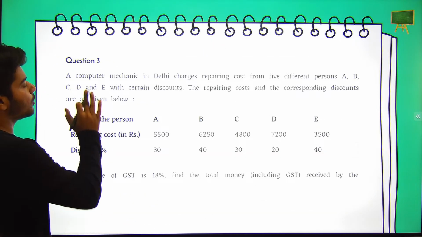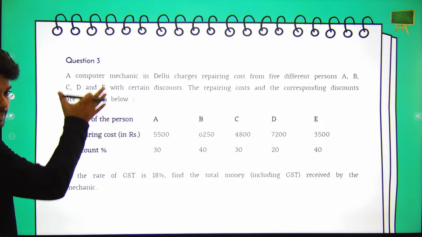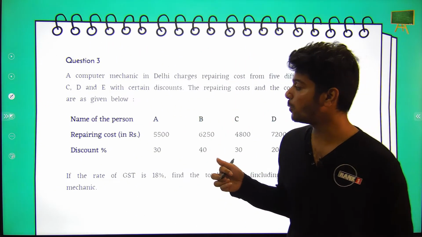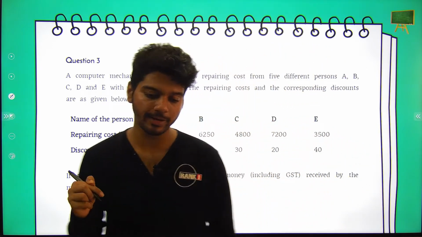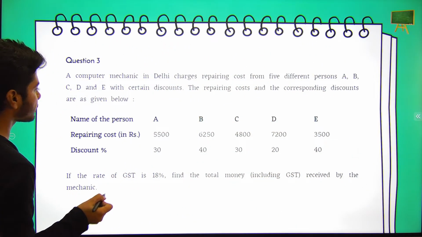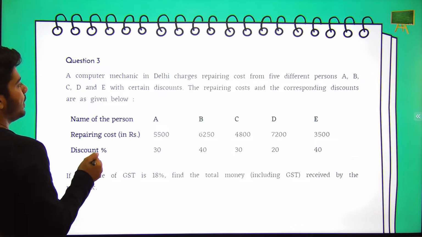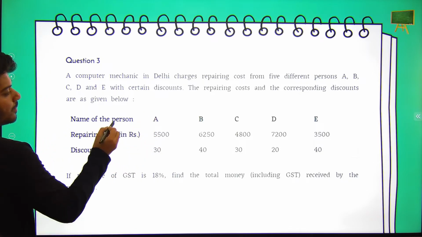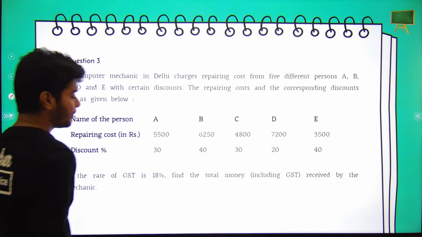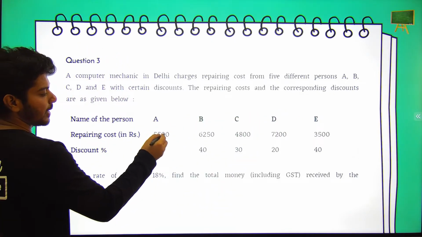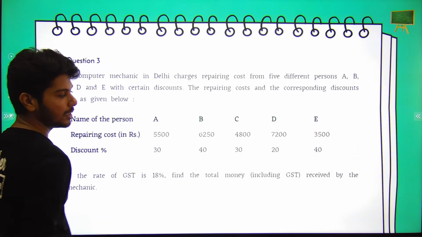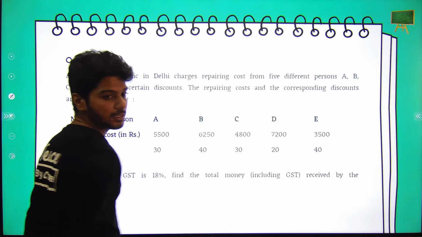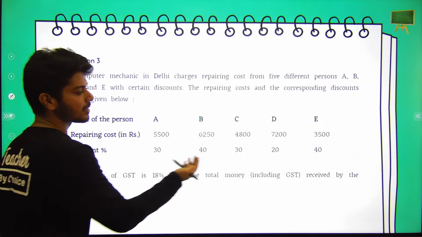Now we are going to question number 3. Let's read this. These are the sums from the Selina book. If you are referring to the same book, it would definitely be helpful. So let's see what is given. First, the name of the person, A, B, C, D, E, and repairing cost in rupees: 5,500, 6250, 4800, 7200, 3500. Okay, so these are the discount percentages.